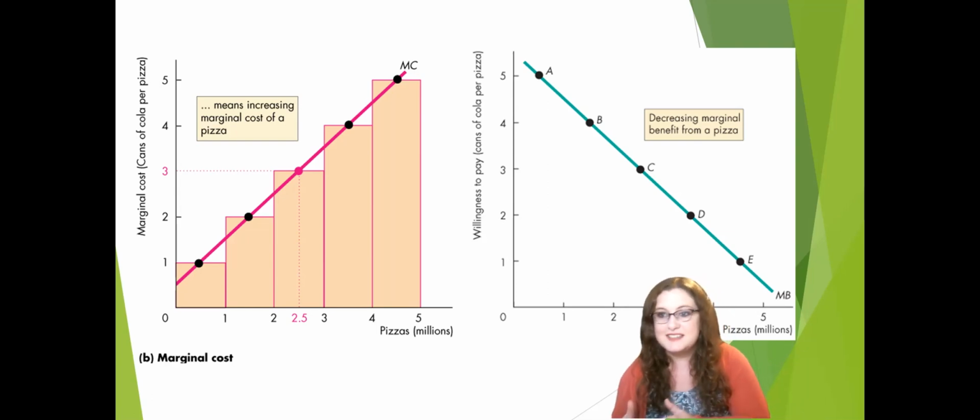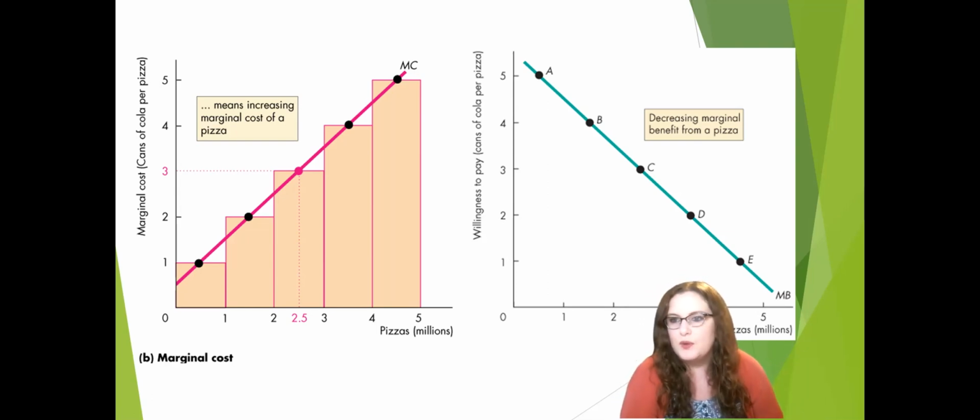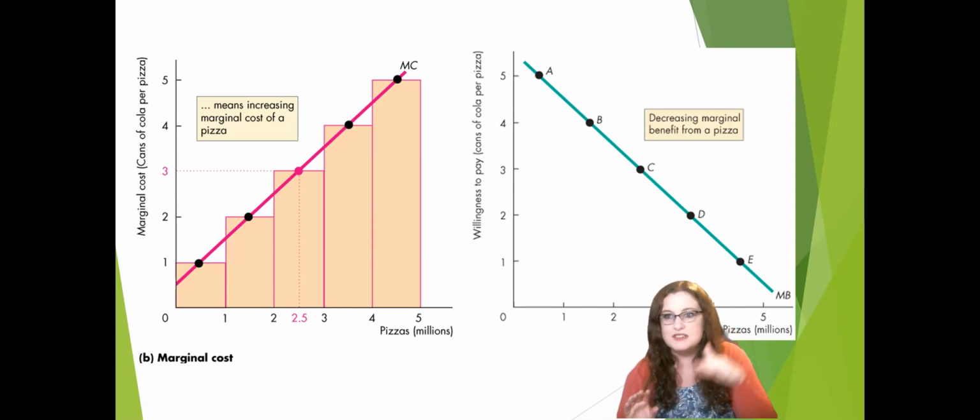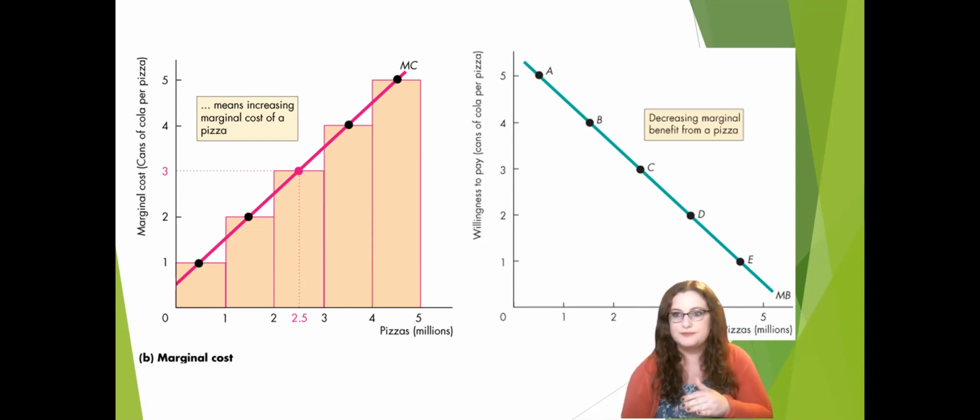Notice that that is decreasing. So we have a lot of benefit from that first couple pizzas, and then maybe less benefit from the next million pizzas, and maybe less benefit from the next million pizzas. So eventually, you're trying to give me more pizzas when I already have 4 million. I'm so tired of pizza. I don't want this, right? I'm not going to pay very much for it. My marginal benefit for the next little bit of pizza actually goes down. So we have increasing marginal cost, but decreasing marginal benefit.